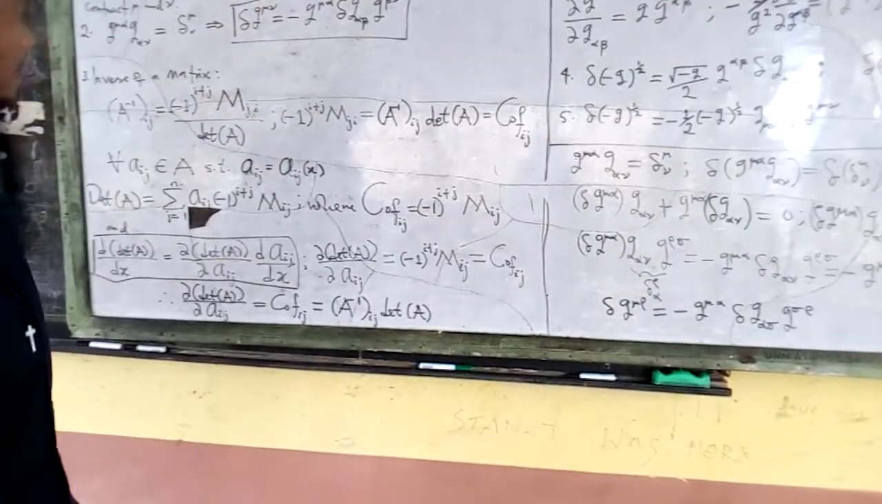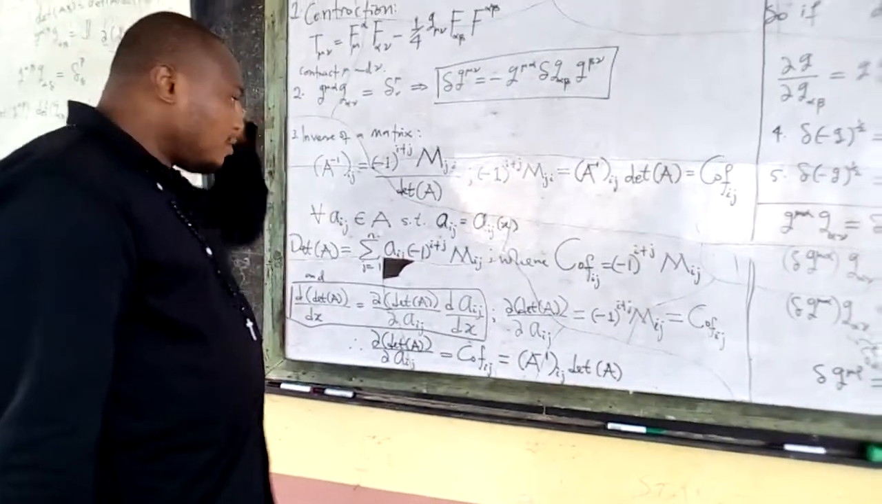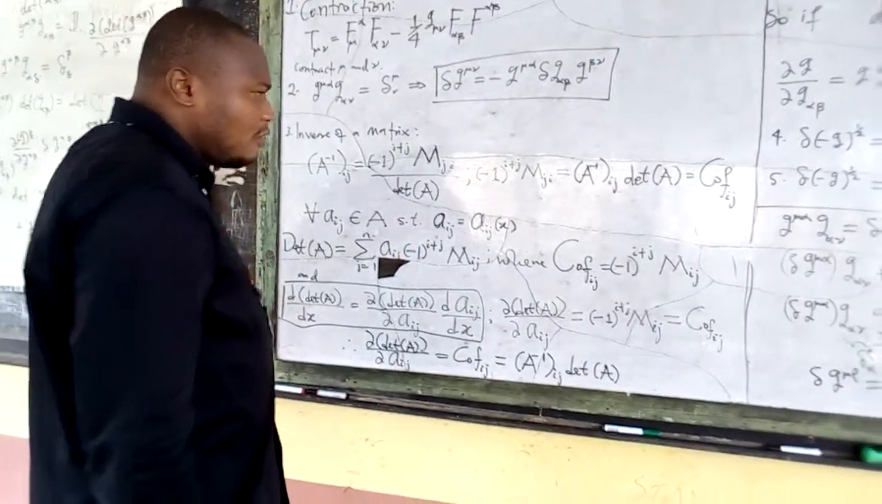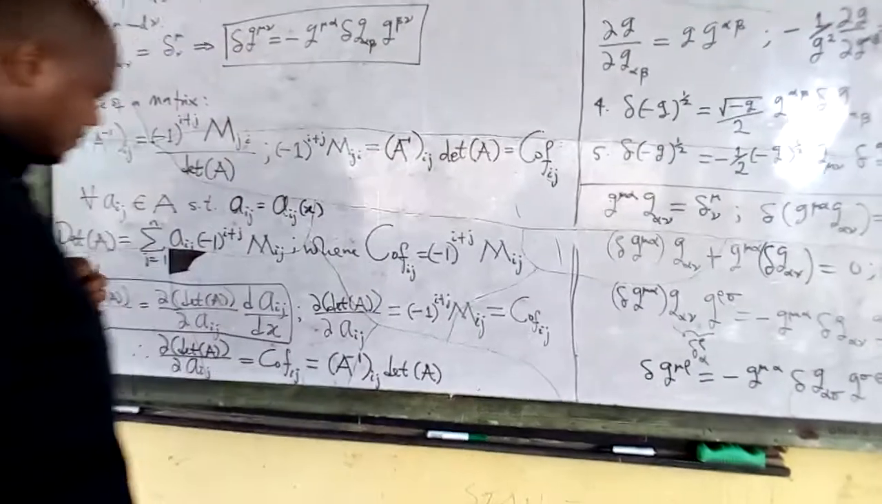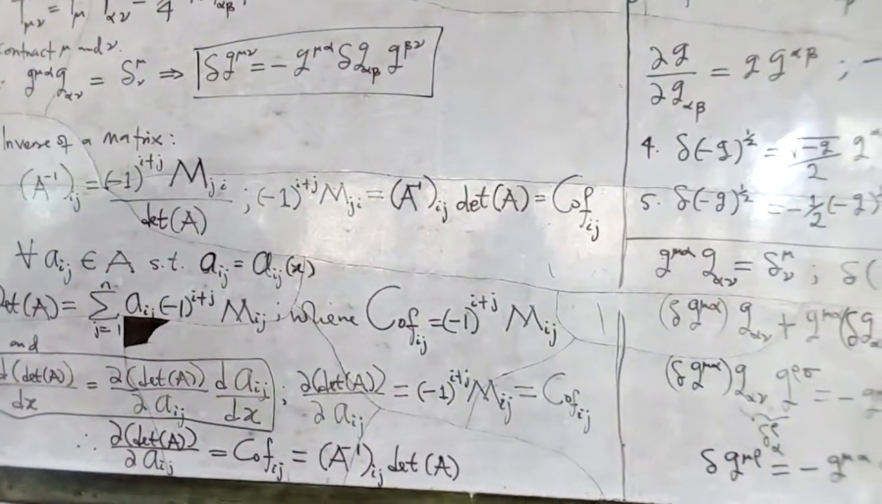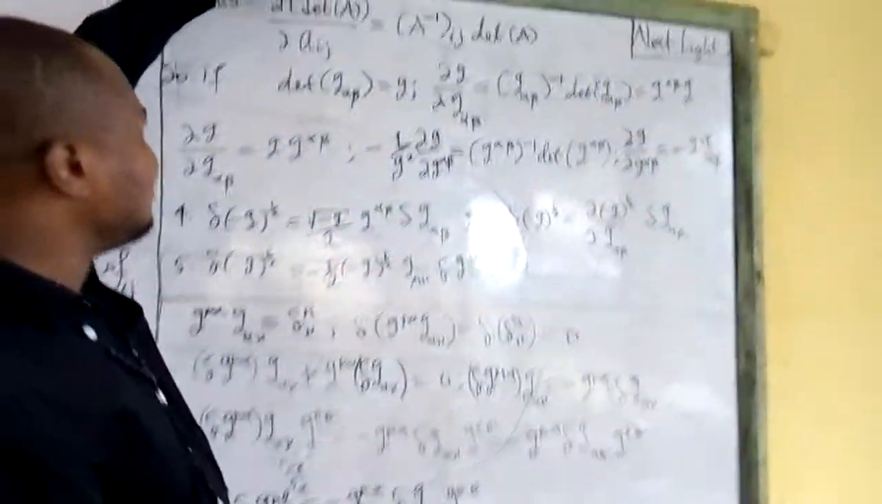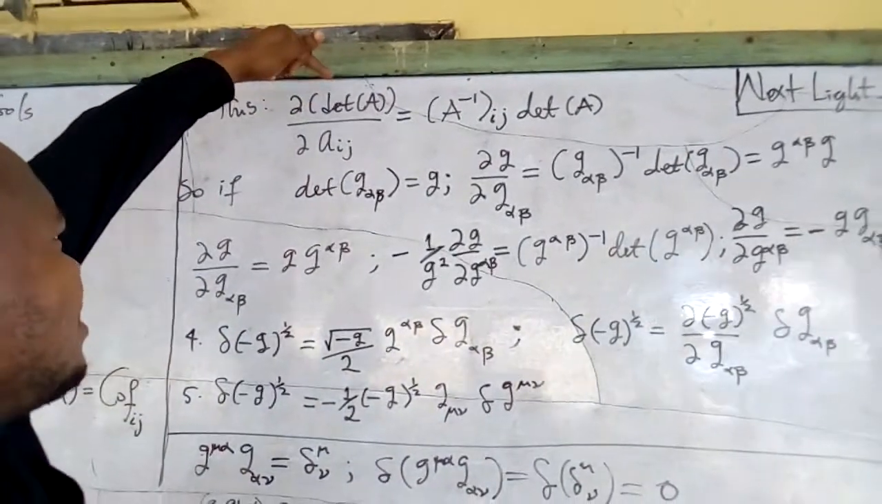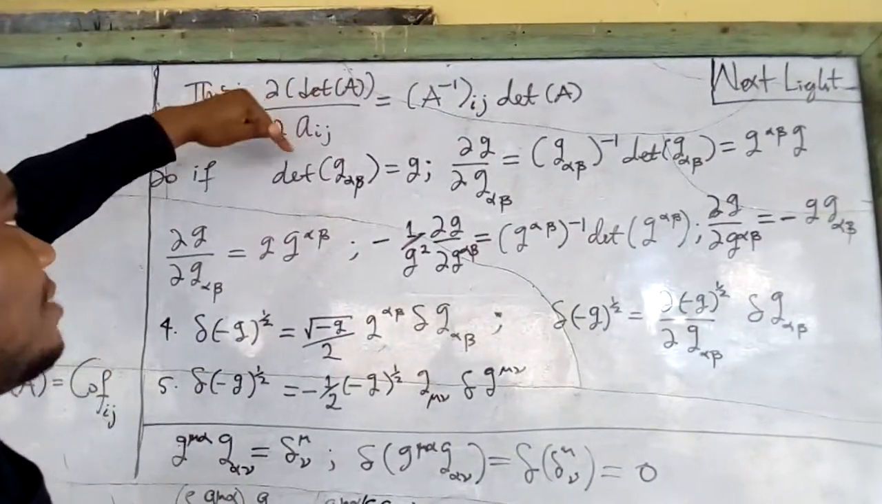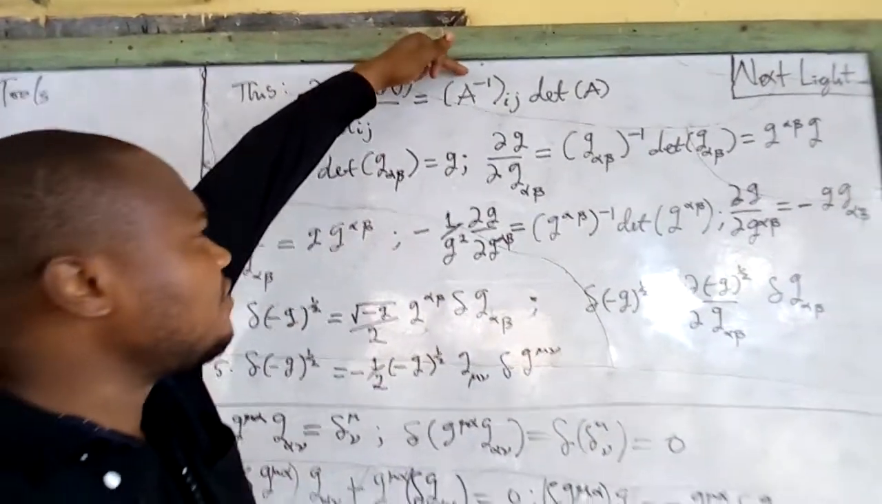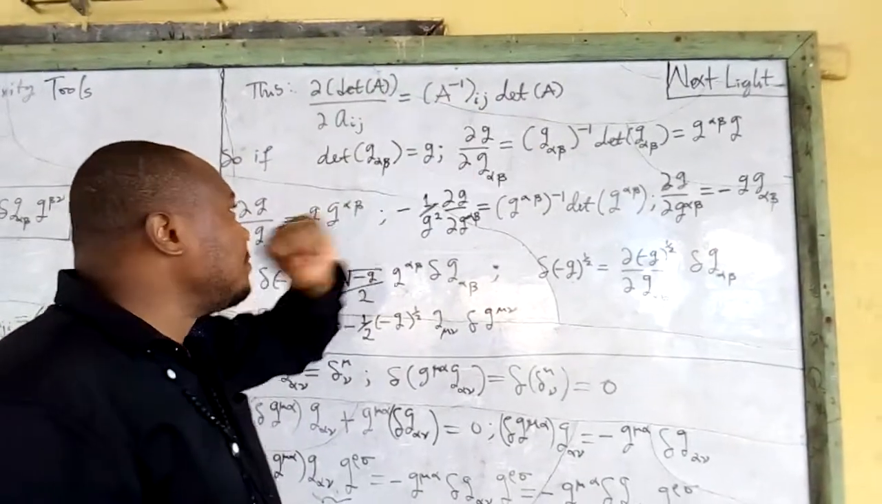By the way, right from the beginning, we have also written that the cofactor will also be written as this. So as a final result, we have that the derivative of the determinant of a matrix with respect to its element is equal to the inverse of that matrix times the determinant of that matrix.